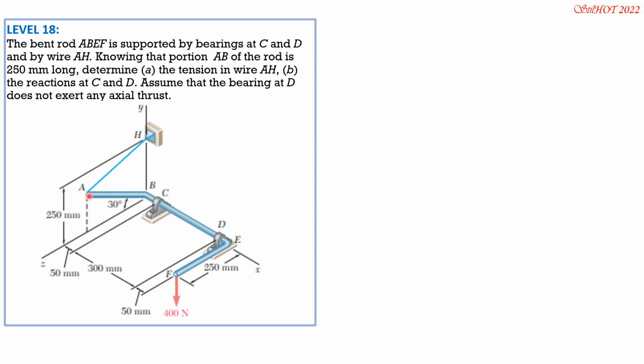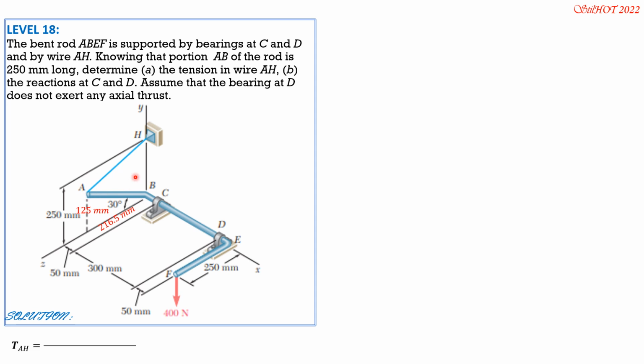So take note that AB is 250 mm. Therefore, this distance is 250 sine of 30, so this is 125 mm. Then the horizontal projection along Z of AB is 250 cosine 30. That's 216.5 mm. Therefore, expressing tension AH in vector form, it is up, right, backward.